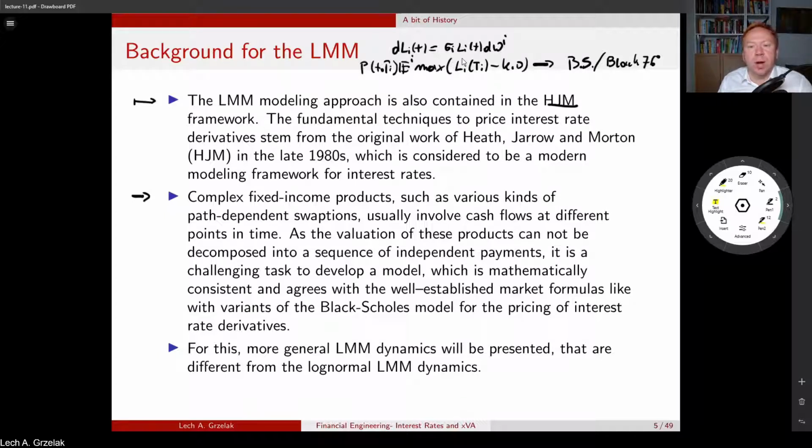But if we have a payoff that depends on multiple LIBORs, and all of those LIBORs are martingales under their own measures, they may not be martingales under one common measure, let's say Ti. Then we need a more advanced model, and this is exactly the purpose of this LIBOR market model, or market models in general.